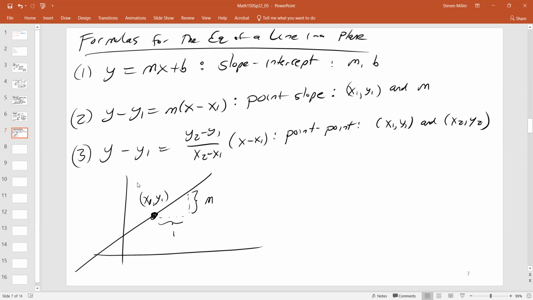So if I wanted you to write down the slope, how would you write the slope? So for this line, what would the slope be? So I move 1 unit over in x, I move up m units in y. What would the slope for this line be? It would just be m.